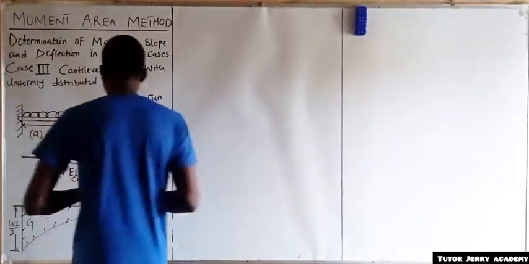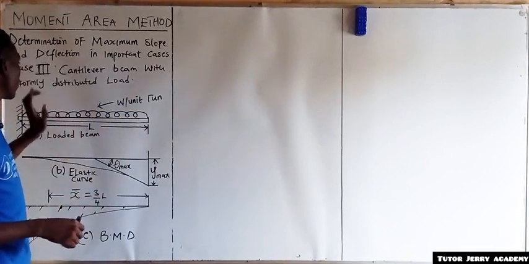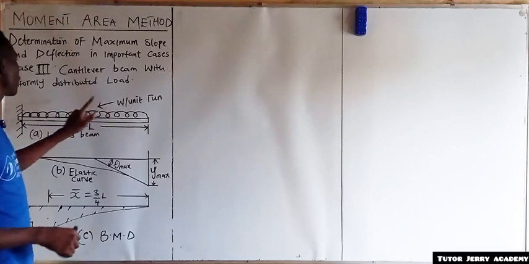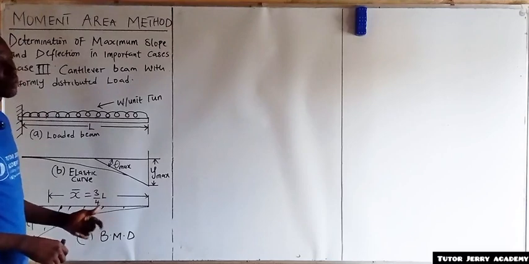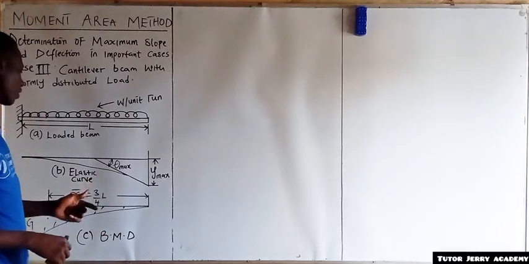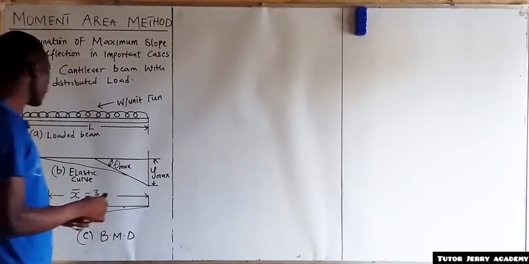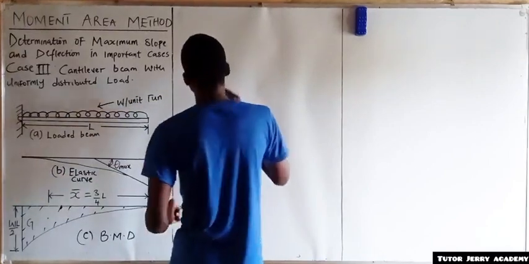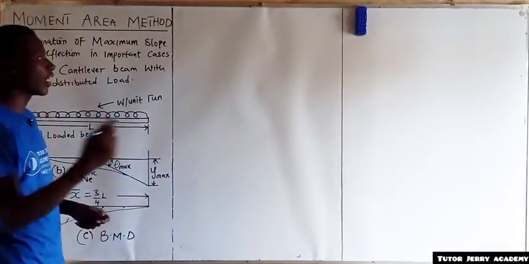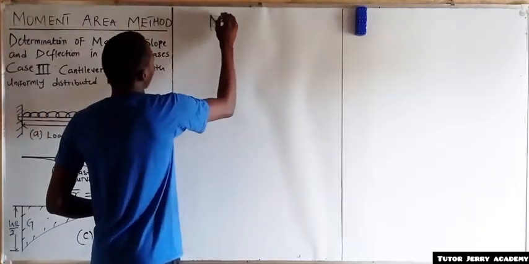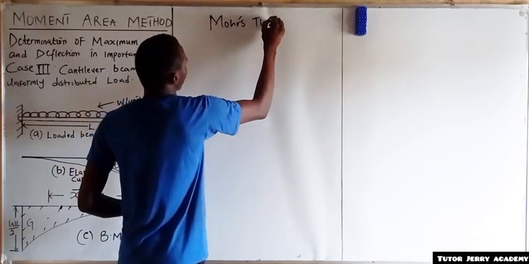Now, the first thing we need to note is that for a cantilever beam with a uniformly distributed load, the bending moment diagram area will be equal to 1 over 3 times length times height, or breadth times height. But before we do that, let's bring out our equations. We have two more theorems that we have proved earlier.